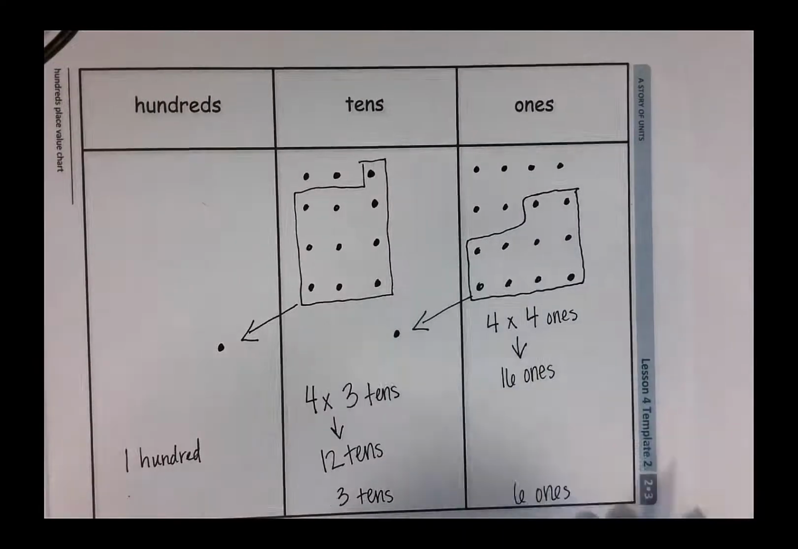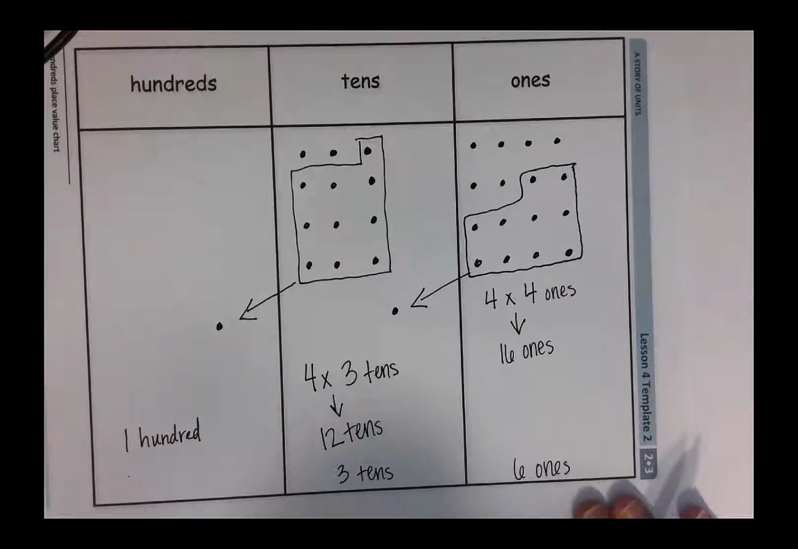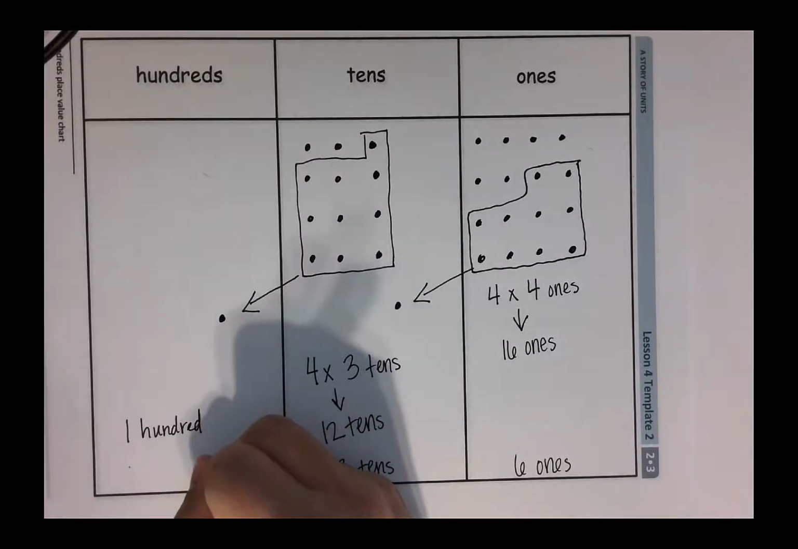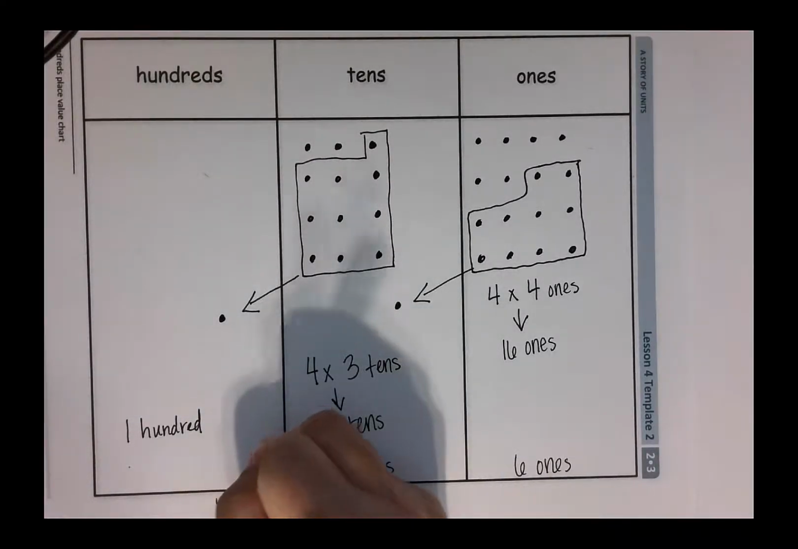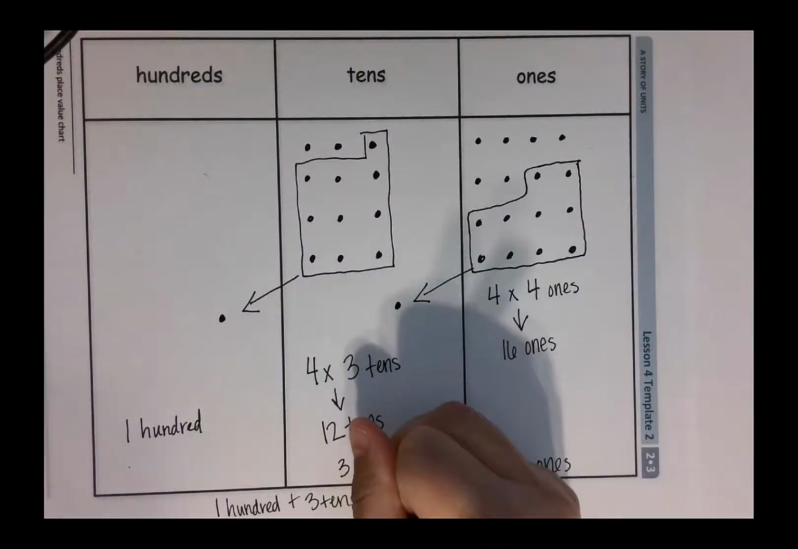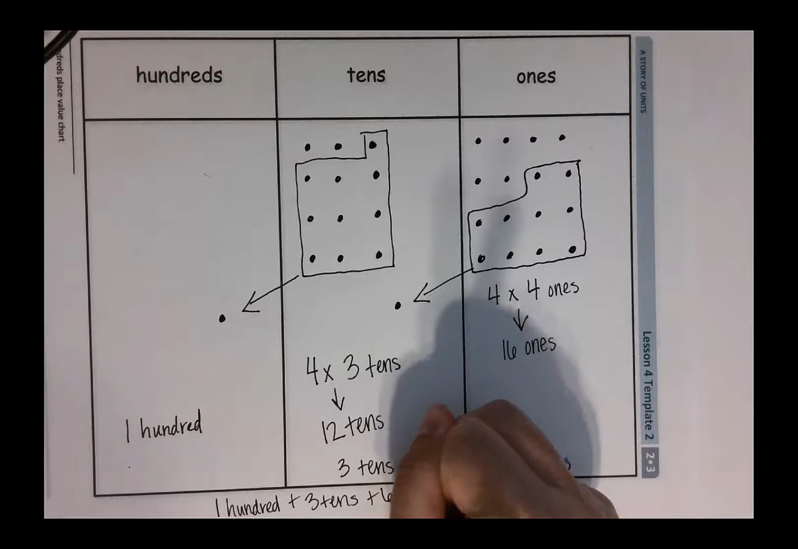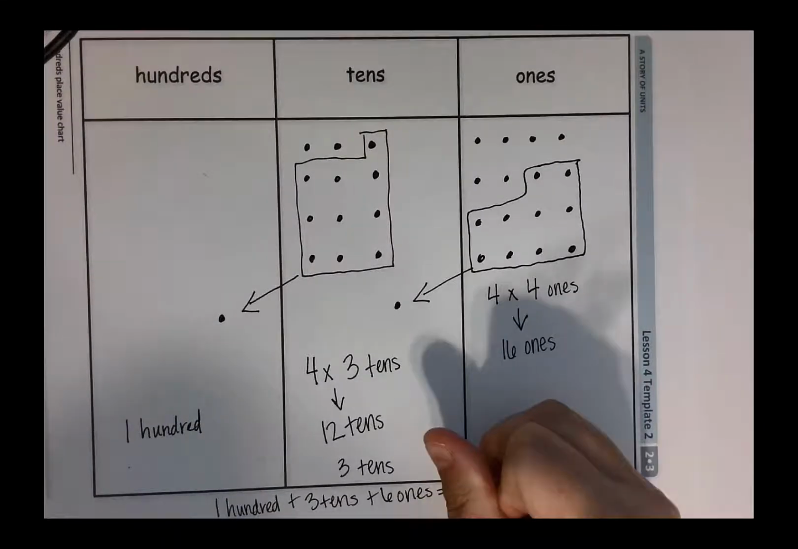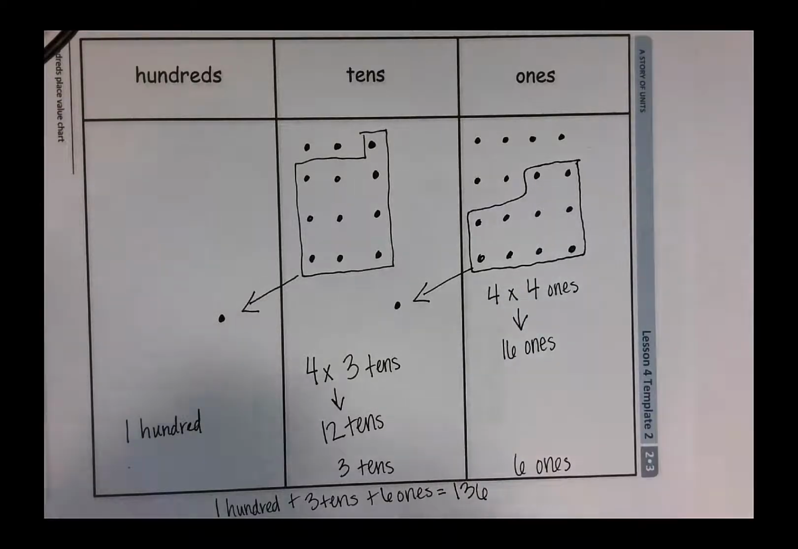And I'm going to write that as an addition sentence underneath my chart. So I have 100 plus 3 tens plus 6 ones. And that equals 136.